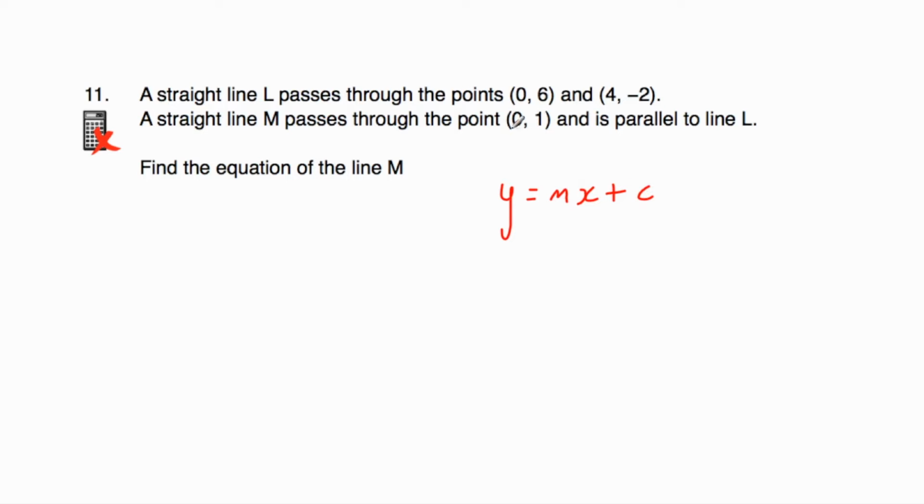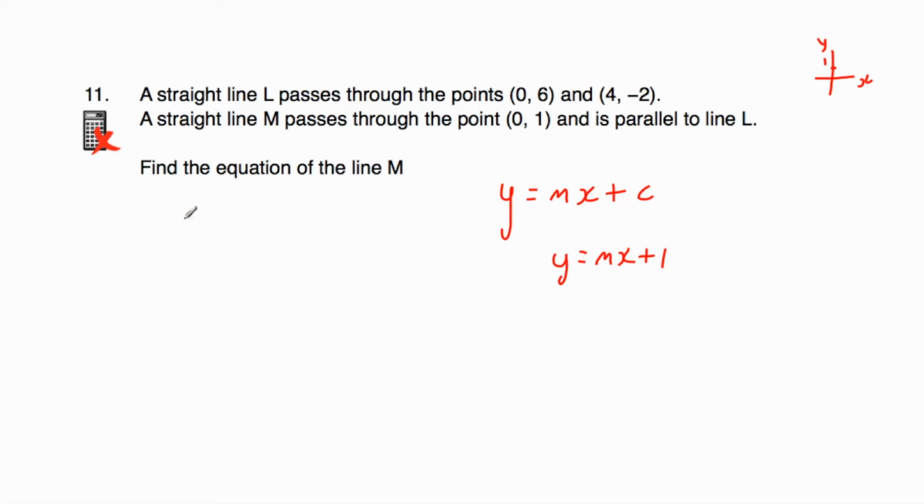Now it passes through the point (0, 1). That is the point, if we had the x and y axis, the point (0, 1). So that means that it passes through 1 on the y axis. So our equation for the line m will be y equals mx plus 1, because it passes through 1 on the y axis. Now, in terms of m, we're going to need to find its gradient, and we know that it's parallel to the line L. So if we find the gradient of the line that passes through the point (0, 6) and (4, -2), well, because they're parallel, that would be the same as the gradient for the line m, so that means that we can find our equation because we know the value for m.